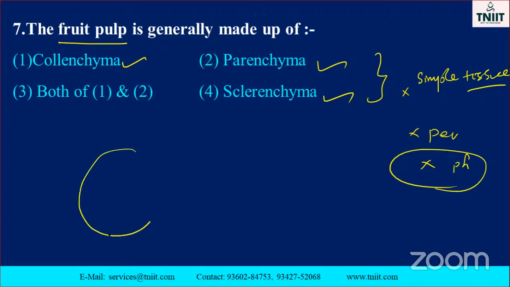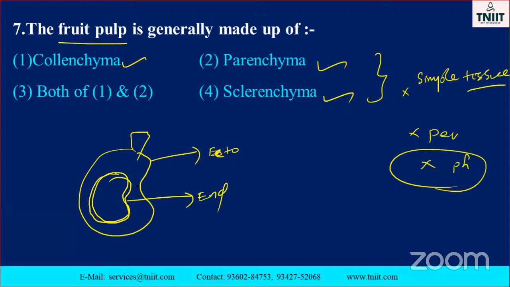Fruit means, take an example, any fruit. There are three layers. The outer layer is called the ectocarp. Sorry, ectocarp. In the center there is a seed, otherwise called the seed coat. This is called the endocarp. The middle part is called the mesocarp. Sorry, extremely sorry, ectocarp, endocarp, mesocarp. The layer is also correct, but the technical term is mesocarp. This part only we are consuming, isn't it? So that part is the pulp.